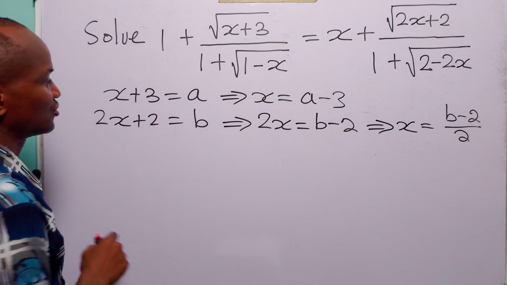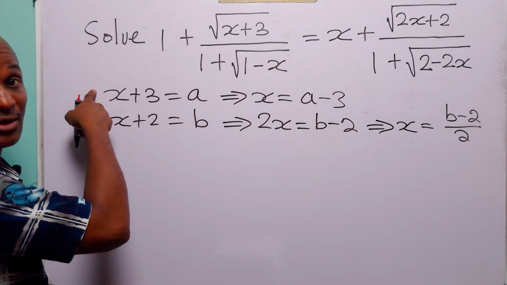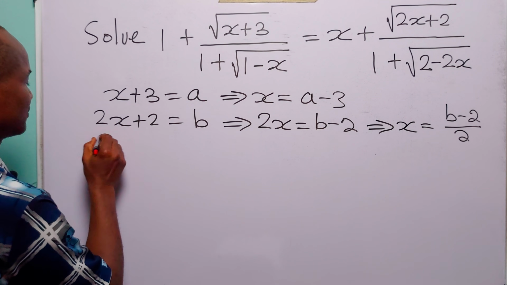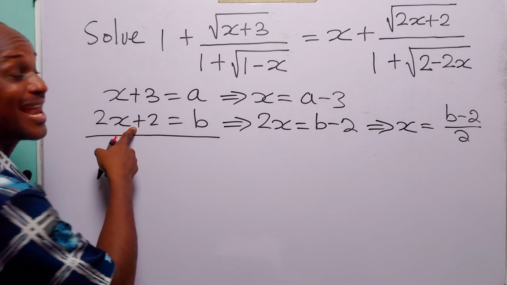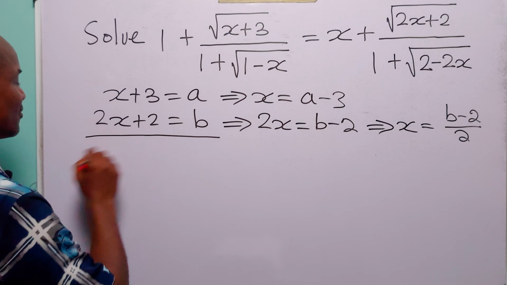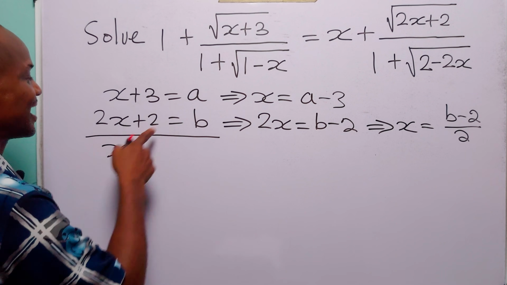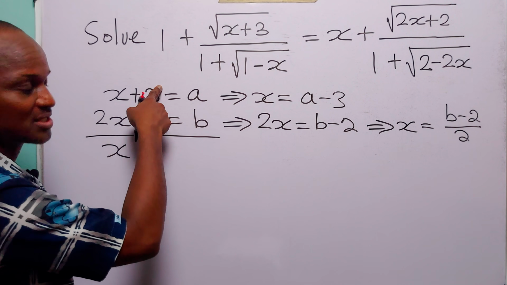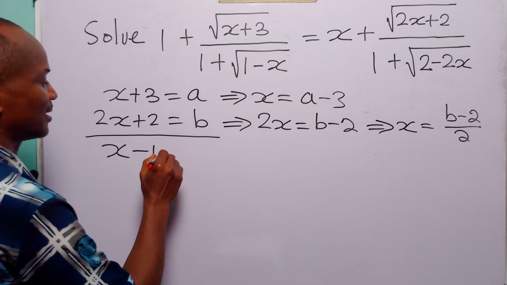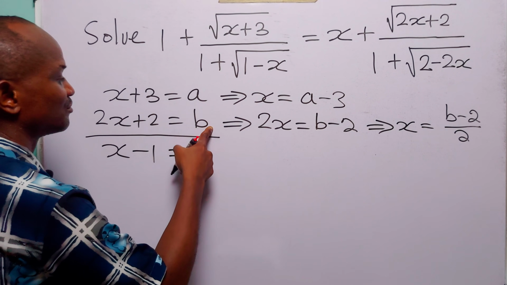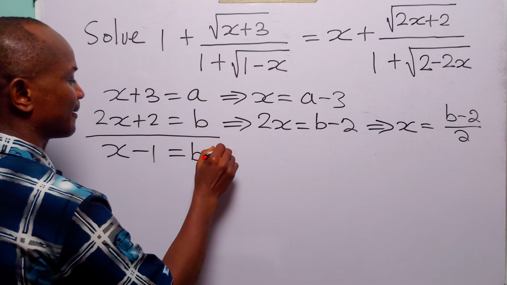Now, the next thing we are going to do is to subtract this first equation from the second equation. When we do that, on the left-hand side, we have 2x minus x, which is equal to x, and 2 minus 3, which is equal to minus 1. And of course, this is going to be equal to b minus a.